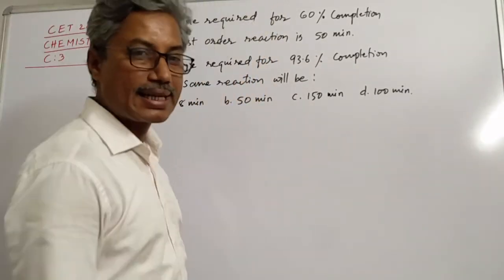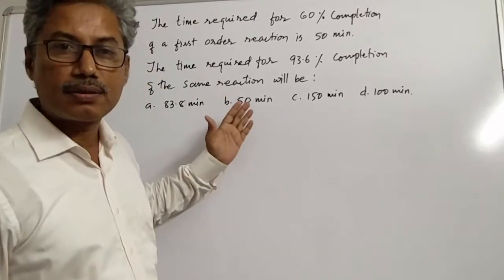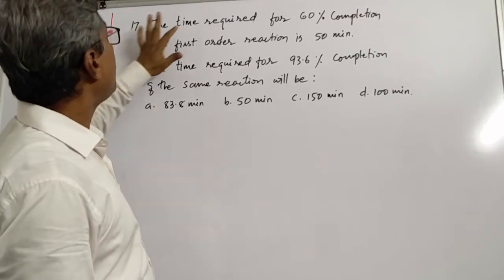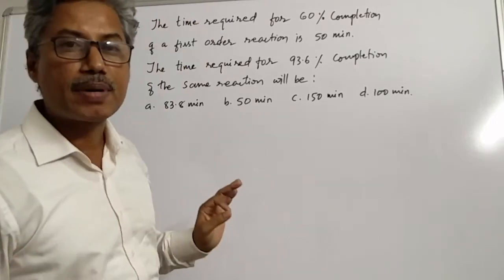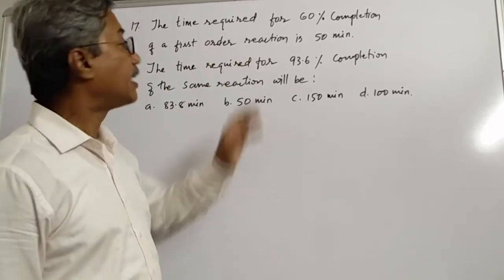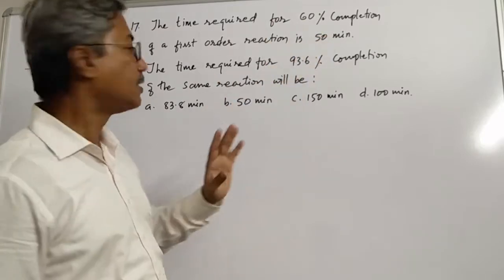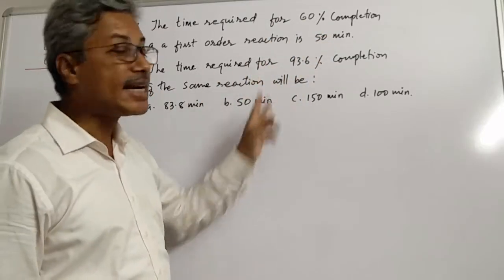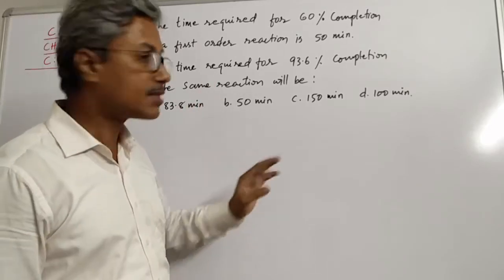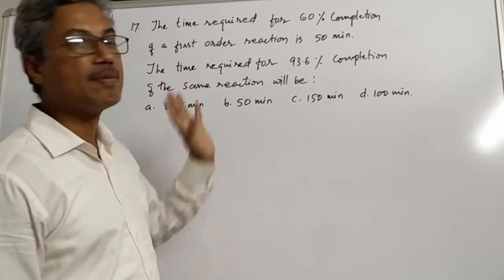Okay, let's look at question number 17, students. It is from the reaction kinetics chapter. It says that the time required for 60% completion of a first order reaction is 50 minutes. It means to make 60% of the reaction complete, it needs 50 minutes of time. Then the time required for 93.6% completion of the same reaction will be how much?